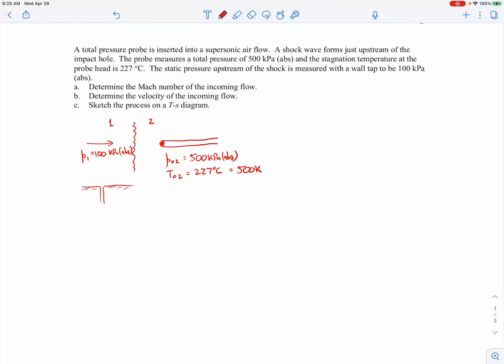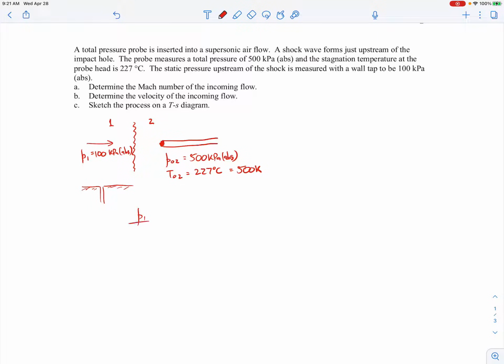To determine the Mach number of the incoming flow, we're going to make use of the pressure information. We're given the upstream static pressure and the downstream stagnation pressure, and I can use a combination of the normal shock relations and isentropic relations to find what that Mach number is. Let me just sketch this out for you.